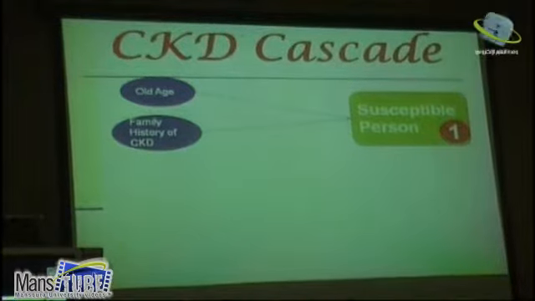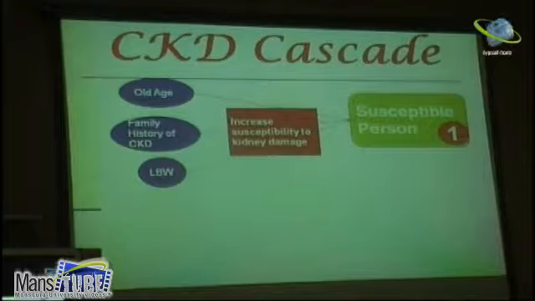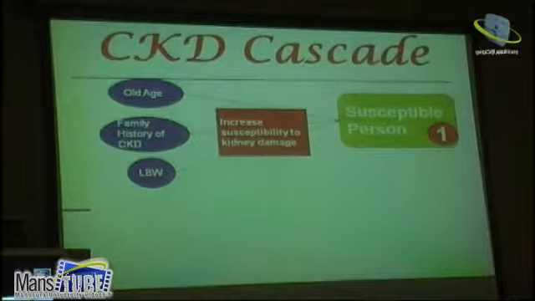with positive family history of chronic kidney disease, and low birth weight. If you look at these risk factors or susceptibility factors, you can see all of them are non-modifiable. So old age is non-modifiable, positive family history, we cannot change our family, and low weight during birth are non-modifiable. So it just makes the person susceptible for kidney damage.